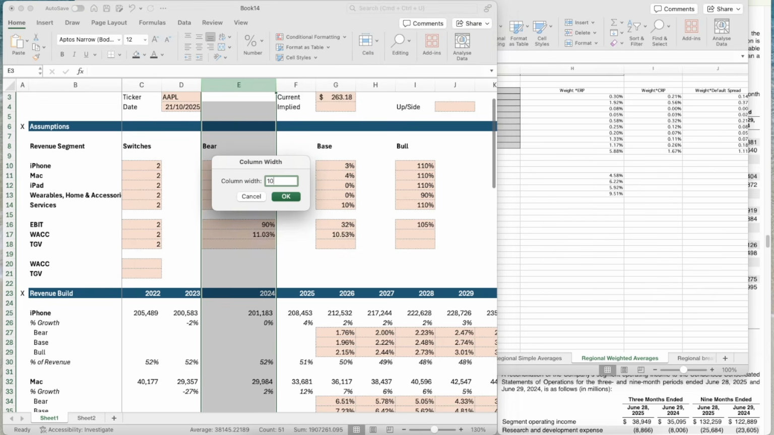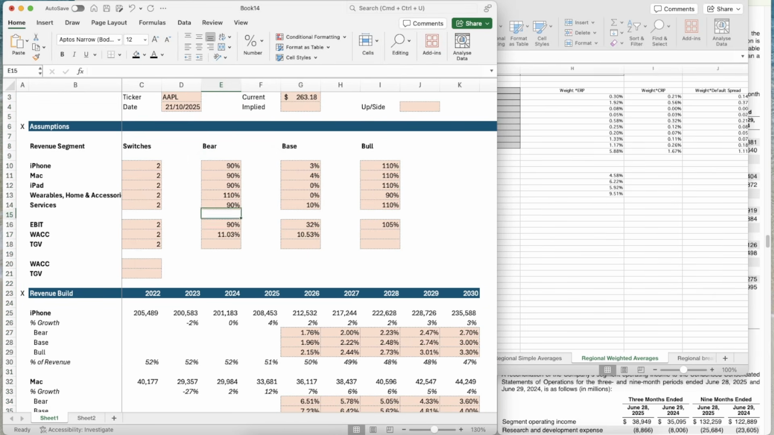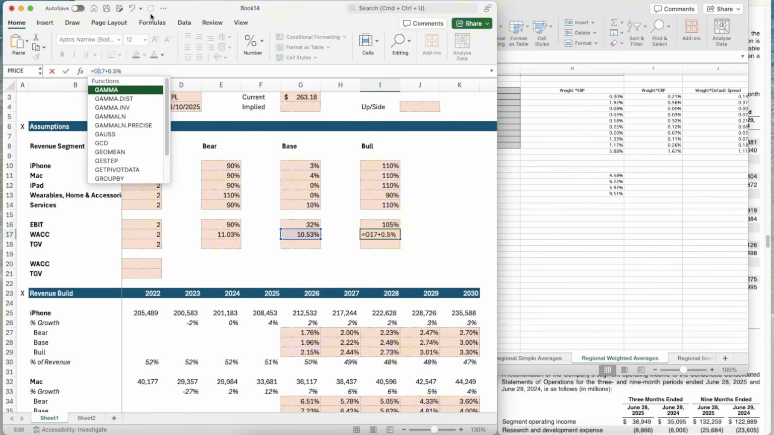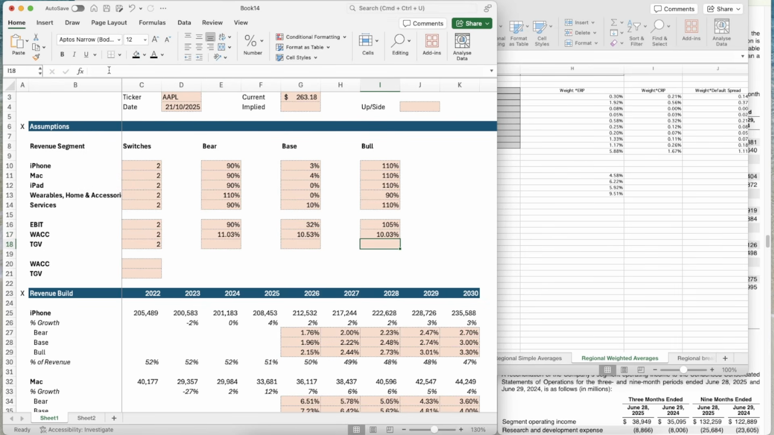Column width. Just copy this over so it doesn't stretch the thing, and then going to be G17 minus 0.5, because the lower the WACC, the more bullish it is. For the terminal growth value, we're going to use 2.5%, and this is fairly standard. For the bear, you minus 0.5%, and for the bull, you plus 0.5%.